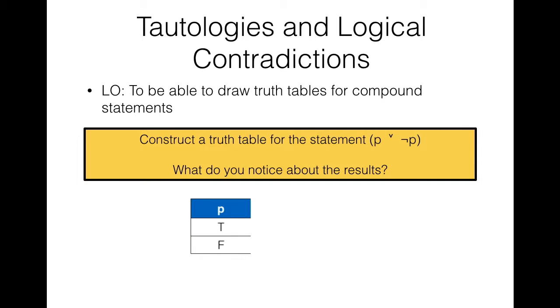Okay, so you should have started off with just one column for P. Now notice that there is no Q in this. We are just using one single simple statement to build a compound statement. We've got P or not P. So there are two options for P. It can either be true or false. If we negate it, like we need to here, not P will be false when P is true, and true when P is false.